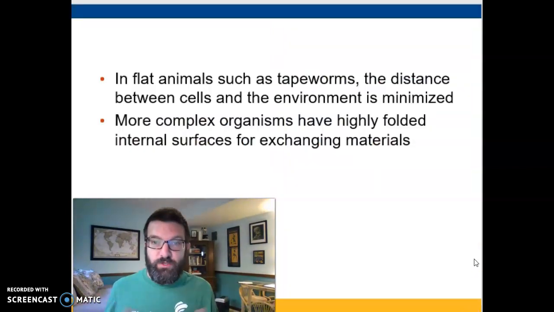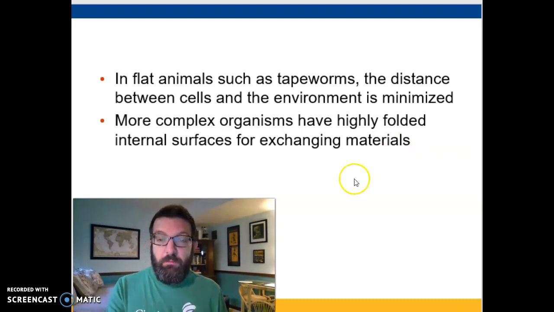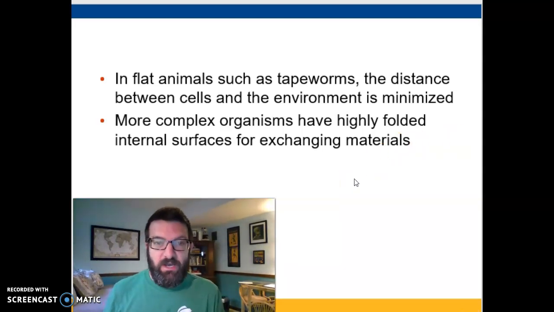Another way that you can increase your surface area and decrease the amount of cells that are stuck in the middle of you is to be flat, right? So tapeworms are very, very flat, and the distance between their cells and the environment is minimized, and there's a lot of surface area in those flat tapeworms. But larger, more complex organisms like us, we have to have specialized organs for exchange that have folding to give them a huge amount of surface area relative to their volume.